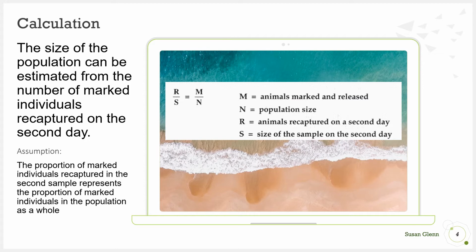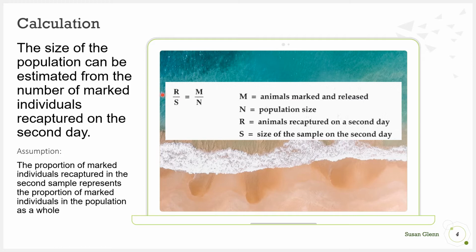And so we make the assumption then when we're estimating the population size that the proportion of your marked ones that you find in your second sample would represent the proportion of marked ones you put back into the original population. So the way this is shown in the equation, R is how many had my mark on them, that I recaptured, and they were in my second sample. And S is the size of my second sample.